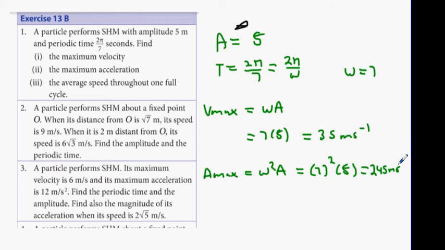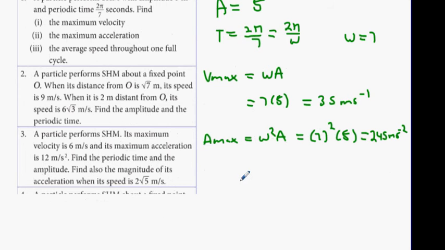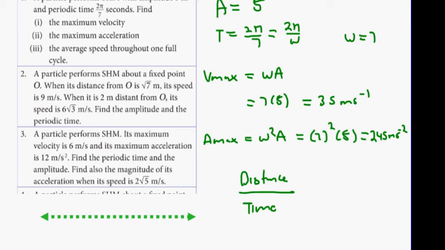The average speed throughout one full cycle. Okay? Now, average speed is distance divided by time. How much distance do you cover in a full cycle? Now, that's the tricky part, right? So what you do is, you start off from the beginning, you're moving right. You cover 5 meters to get to here. You cover another 5 meters to get to the same position, moving left.